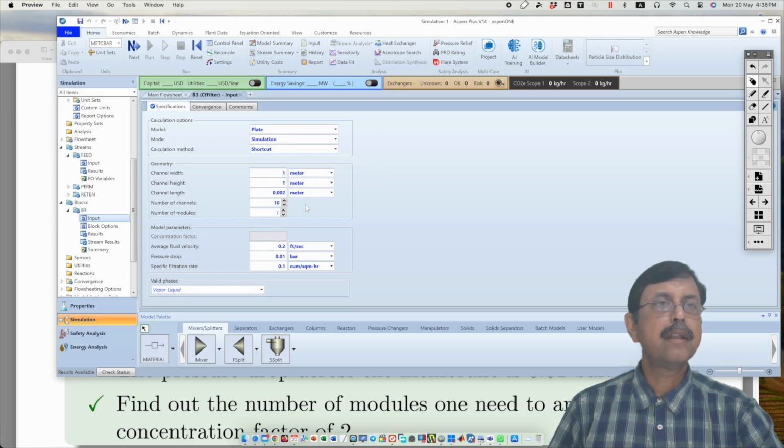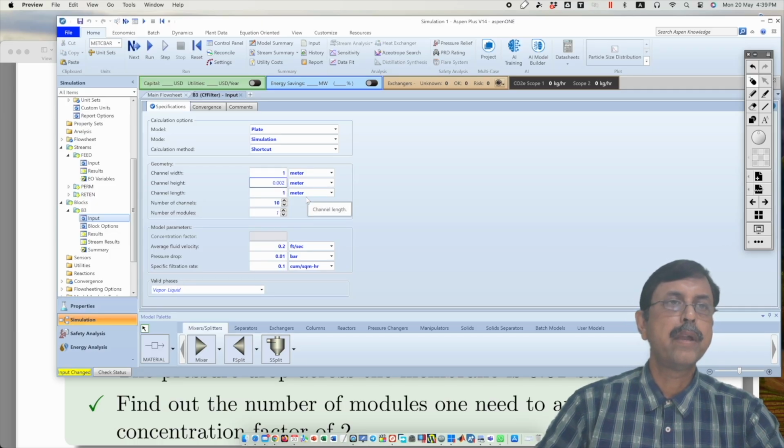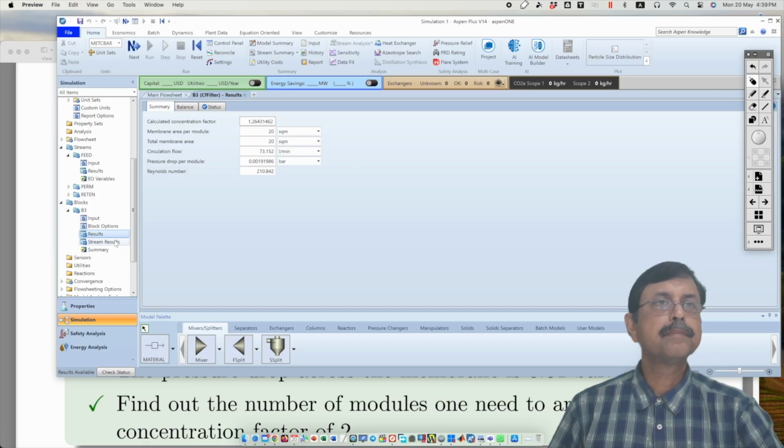Okay, we have done a small mistake. We have chosen length as 0.002. So we have to write 1 over here, 1 over here. And this one we have to write 0.002 meter because height is 0.002, width and length are 1 and 1. Right? So rerun the system, that will give us better result. Okay, so results are available. Go to the results.